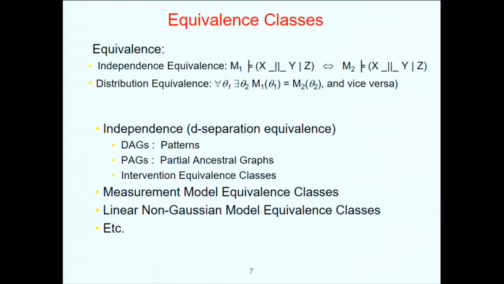This is independence equivalence. Model 1, which I take to be a causal graph, and model 2 are independence equivalent if, when model 1 entails a conditional independence relation by the Markov assumption and d-separation, then model 2 entails the same relationship and vice versa. So that's what it is to be independence equivalent.